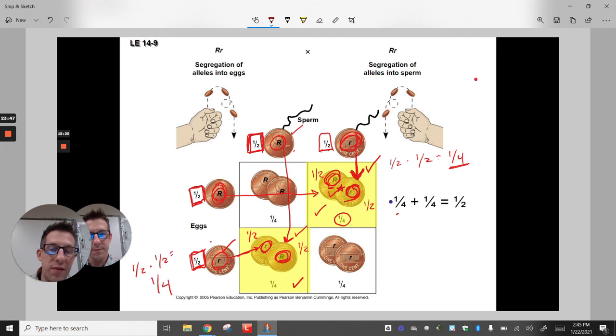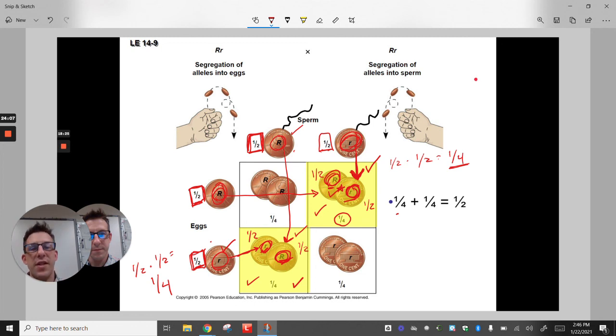And again, we can verify this. We just verified this using the rule of multiplication because we want this r and this r in the same baby together. And we've also drawn the Punnett square that shows it, right? One of these 4 boxes is this baby right here. So we've got a 1 in 4 chance there.